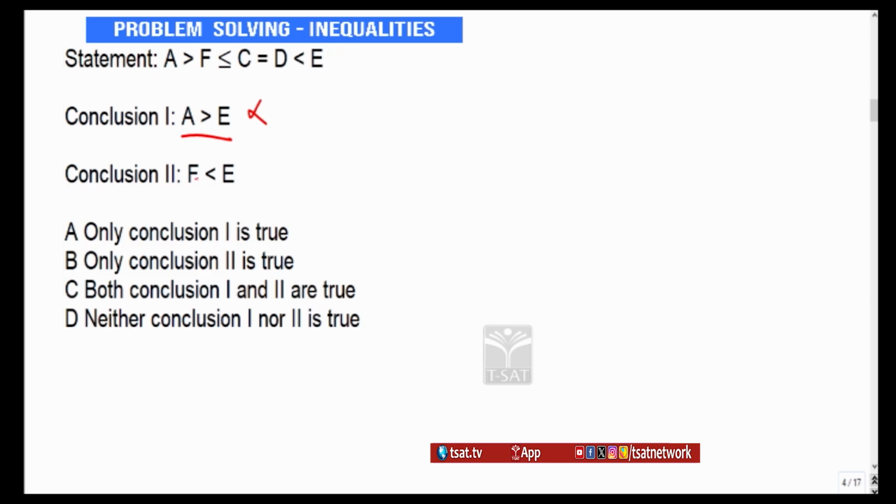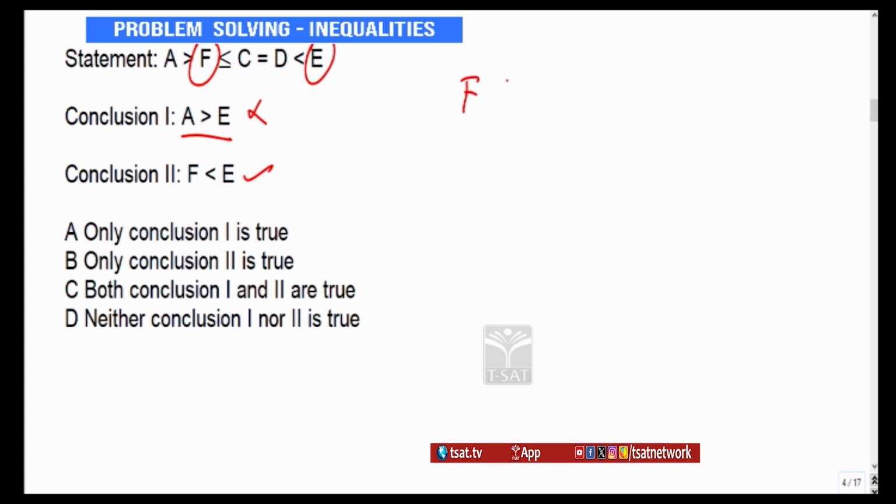In the second conclusion, F is less than E or E is greater than F. See, I always focus on greater than, so that answer will become easy for me. E is greater than F. For example, E is here and F is here. Now I can say that E is greater than F. This follows 100%. Why? Because you take out this particular F, C, D, E.